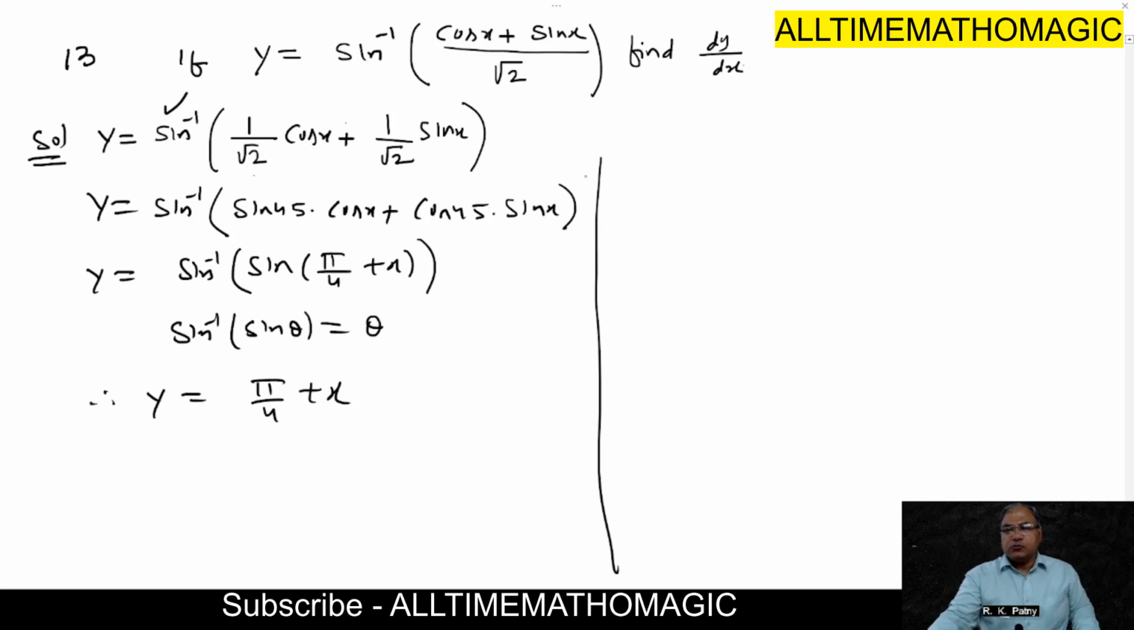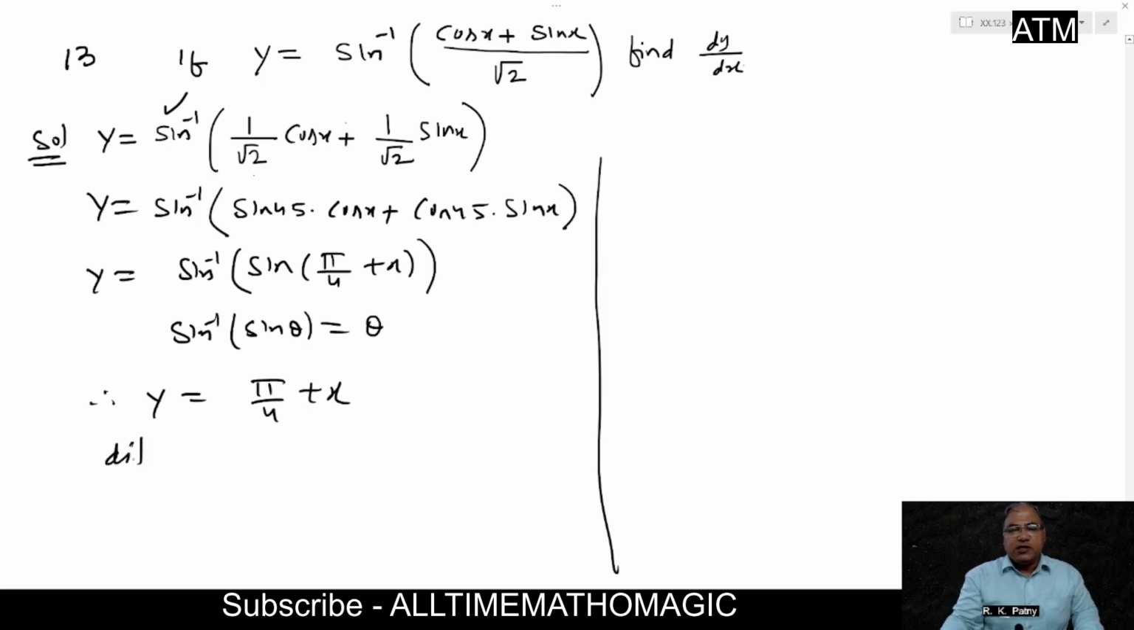Now such a complicated form has been converted into a very simple form. The trigonometry is totally eliminated, and we got y equals pi by 4 plus x, a very beautiful algebraic form. After getting this, we do the derivative, that is, differentiating with respect to x.